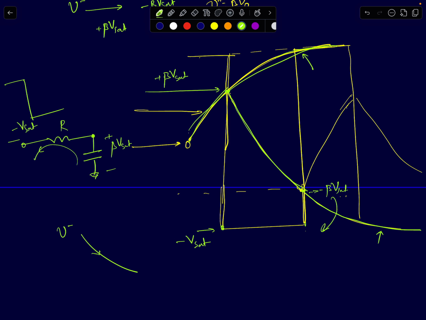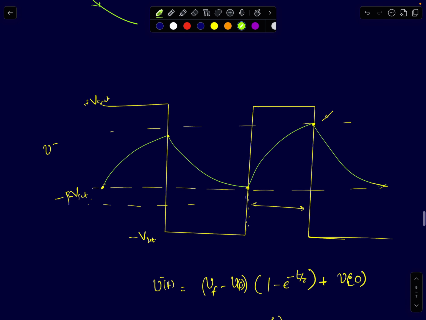Then the process will continue. So your capacitor voltage will now be at minus beta Vsat. Then it will keep on charging till plus beta Vsat. Then the output will change its state. Then it will start discharging. The moment it reaches minus beta Vsat, the output will change its state and the process continues.